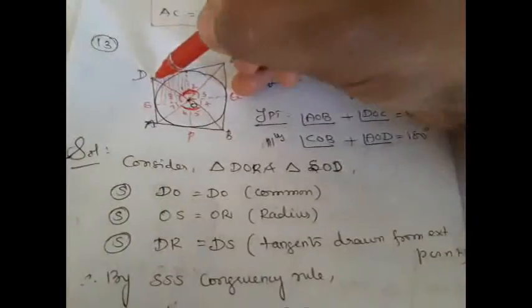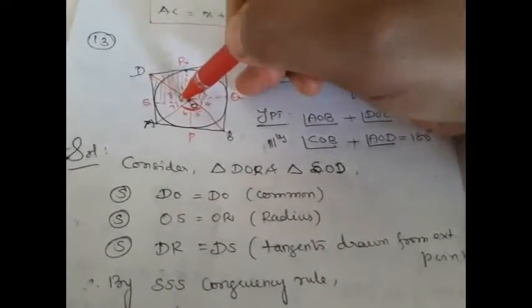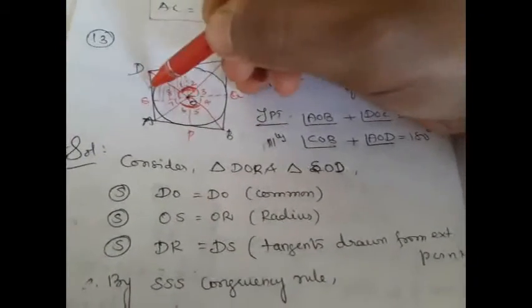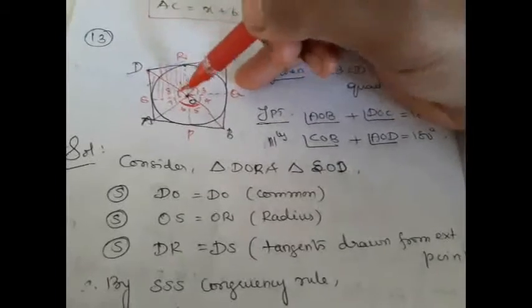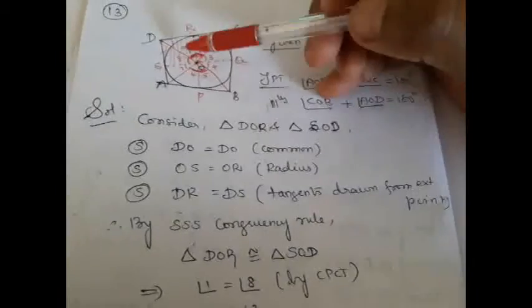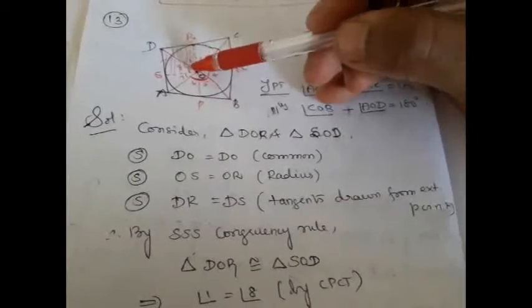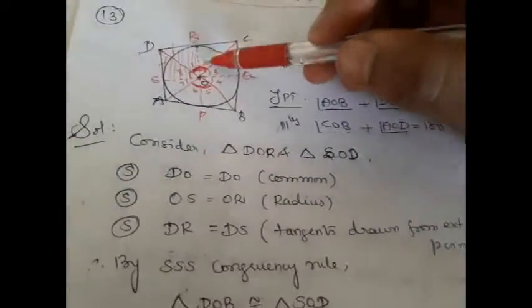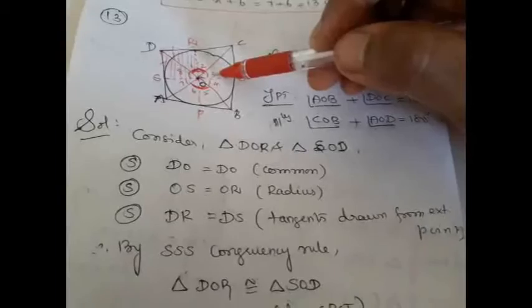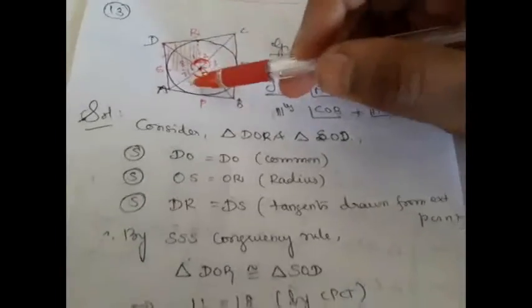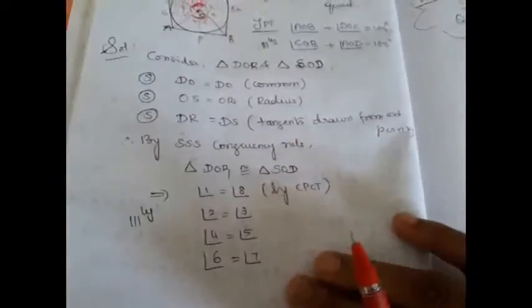D is here. So we are going to take these two triangles, and we know this is the common side. These two are tangents from an external point and these two are radii. Therefore by the SSS congruency rule, these two triangles will become congruent. Therefore by CPCT, angle 1 equal to angle 8. Similarly everywhere, 2 equal to 3, then 4 equal to 5, then 6 equal to 7. Keep it aside.